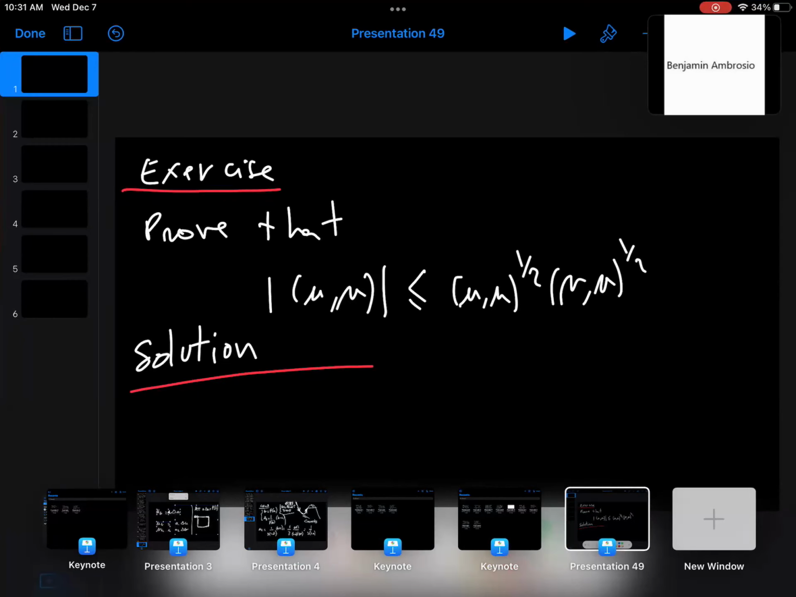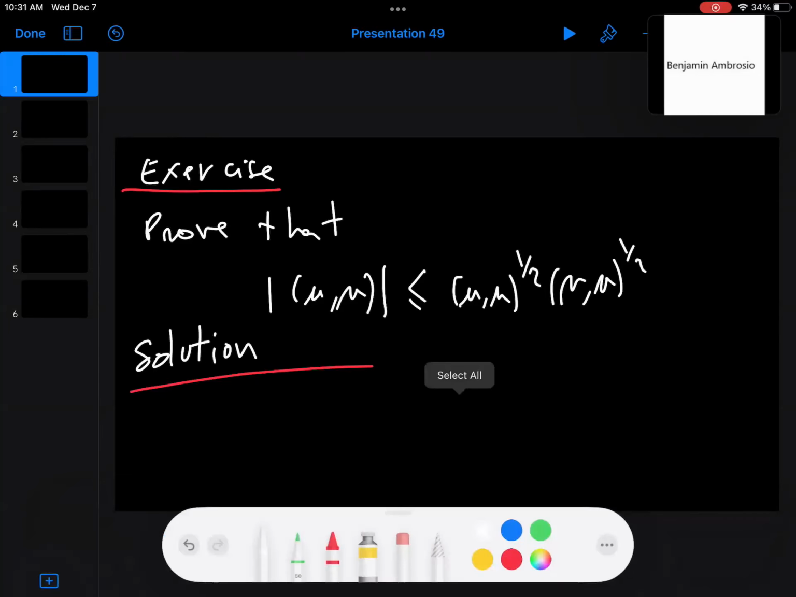OK, en fait, c'est classique ça. C'est très classique, donc faut le voir au moins une fois. Donc on va le faire. All right. So this is a classical proof.